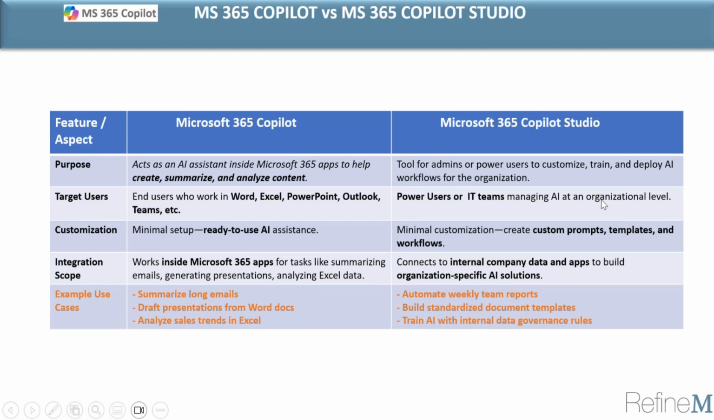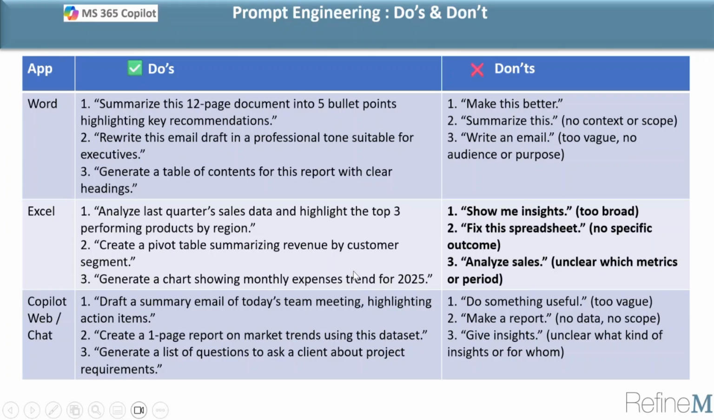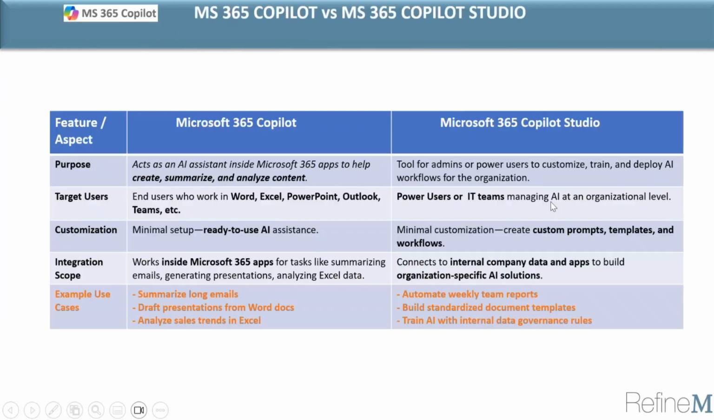Target users, as we know, are the end users who are going to use this at organization level. Customization, not much customization you can do. You can only use the functionalities that Copilot gives you, but here you are able to do a lot of customization. Let's say, for example, you have a database, right? You would be able to connect to that database when you use Copilot Studio. And then integration, you should be able to integrate it with your other third party systems as well.